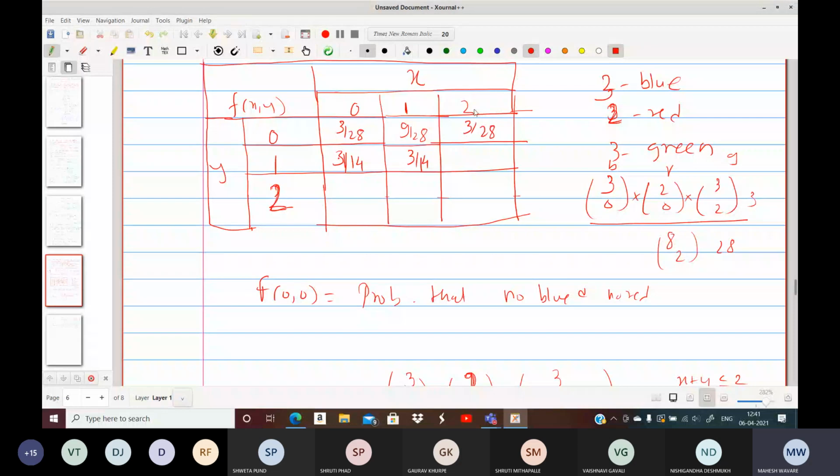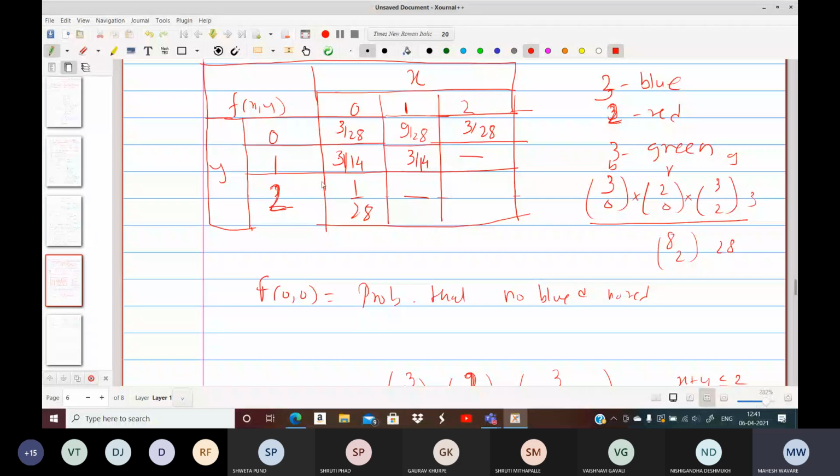So this is 2 comma 0. f of 2 comma 0 is 1 upon 28. 1 comma 2 is not possible: 1 red and 2 others means you are selecting 3 refills, which is more than allowed. So these are not possible values. So this is your probability function, your joint probability function, and you can sum up all these.